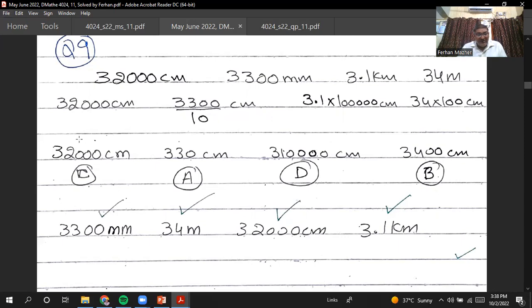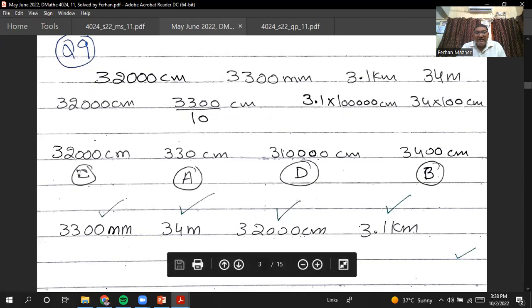So you will have 32,000 centimeter, 330 centimeter, 310,000 centimeter, 3,400 centimeter. So the smallest is this one. So I will call it A. Then this one, that's called B. Then this one, that's called C. And then this one is called D.